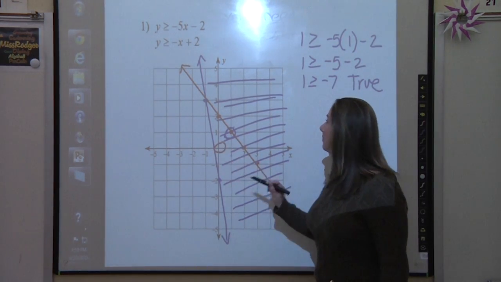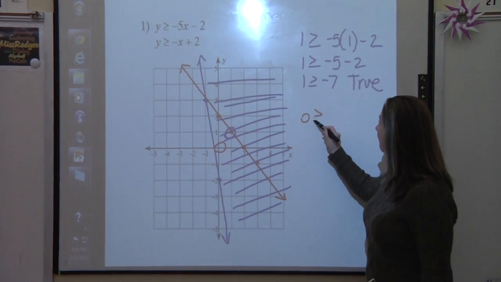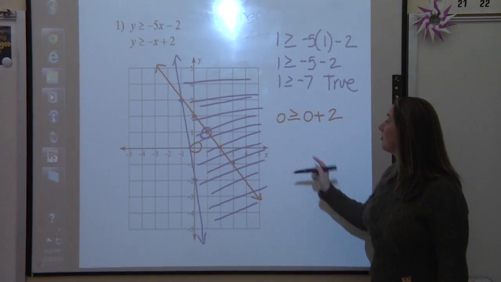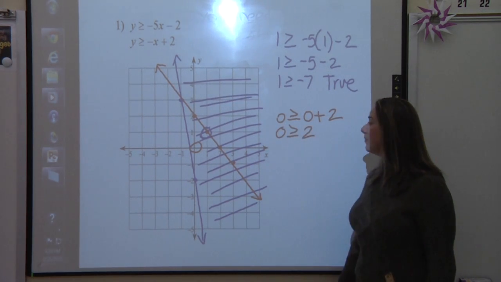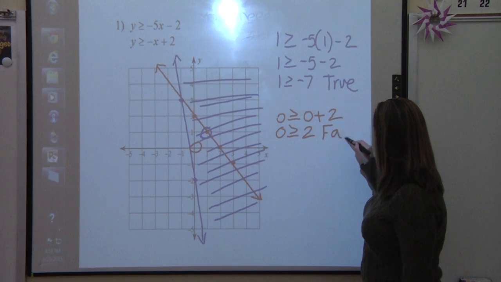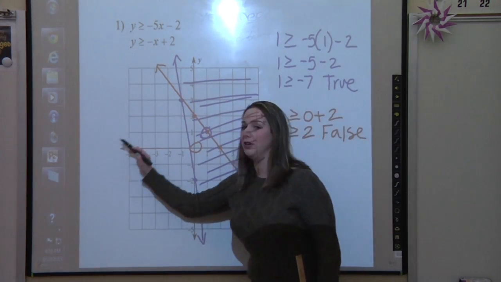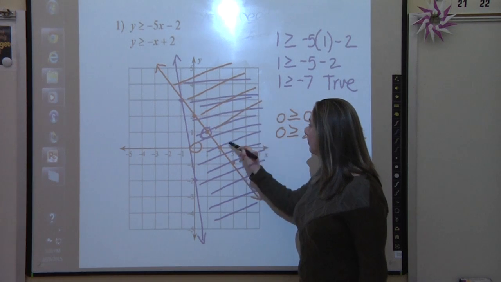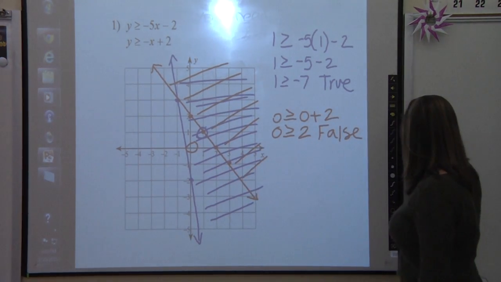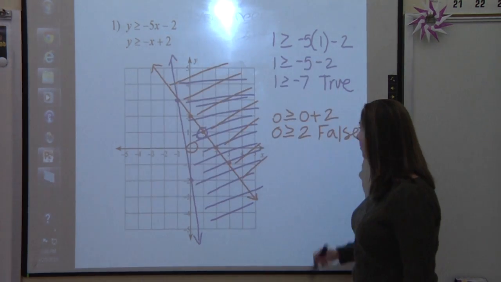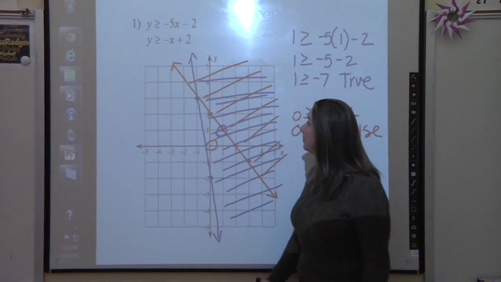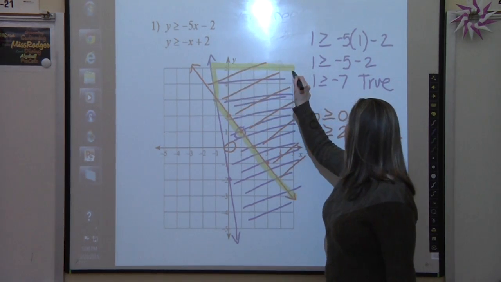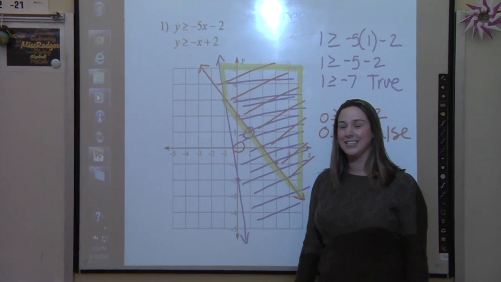Let's test 0, 0. Zero is greater than or equal to 2. That statement is false. That indicates to me that this region below the line does not satisfy the inequality. So I know I have to shade in this direction. My solution is going to be where the blue and the red overlap. Specifically, it is going to be this region. This is my solution set.